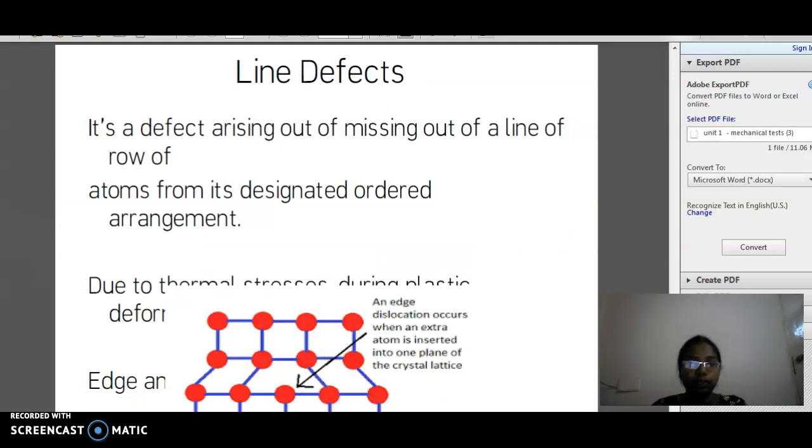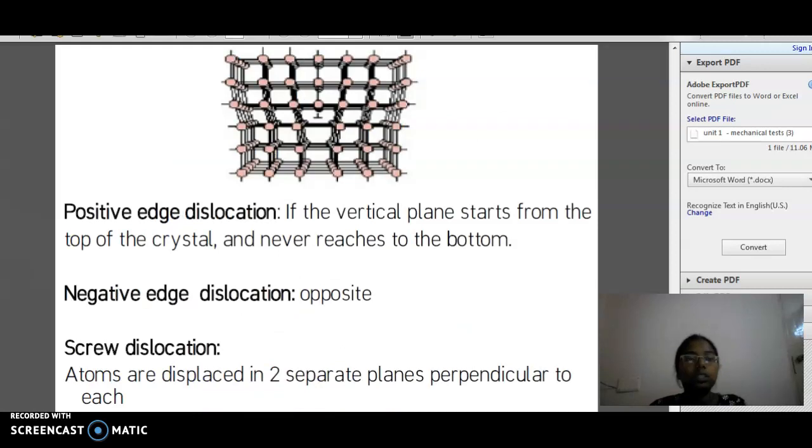Coming to the line defect, it is a defect arising out of a line or row of atoms from its designated ordered arrangement. This line defect arises due to thermal stresses during plastic deformation. The line defects are shown in the figure. Positive edge dislocation: the vertical plane starts from the top of the crystal and never reaches the bottom. Negative edge dislocation is the opposite: the vertical plane starts from the bottom of the crystal and never reaches the top.